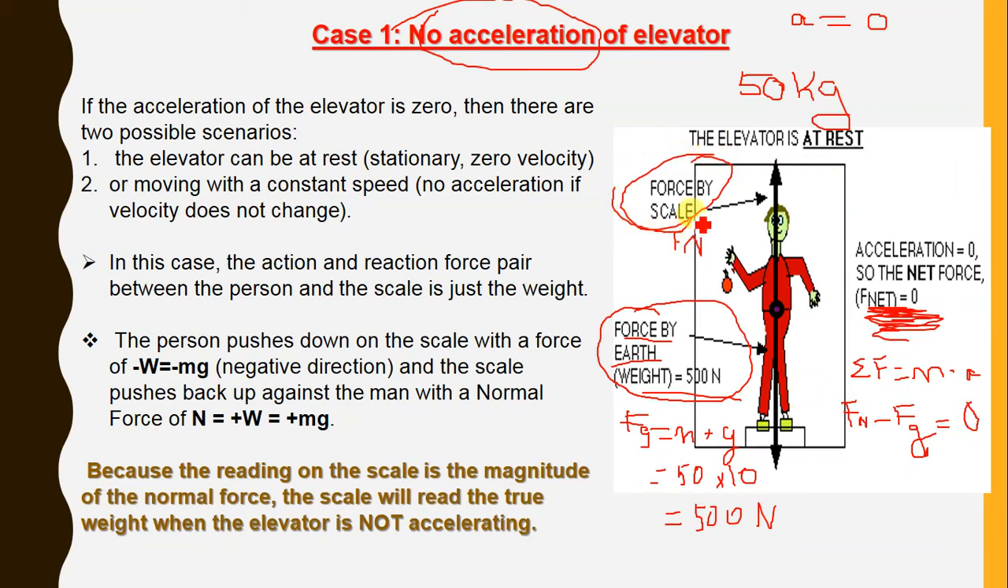And here we care about Fn, because this is the reading of our scale. So the person pushes down on the scale with the force of gravity, which is negative mg, negative 500, and the scale pushes back against the man with normal force equal to plus mg. So what is the reading on the scale? We care about the reading. The reading here is the same as Fg. It is 500. Why? Because our elevator is at rest, and even if the elevator is moving with constant velocity, the answer would be the same. This is case number 1.